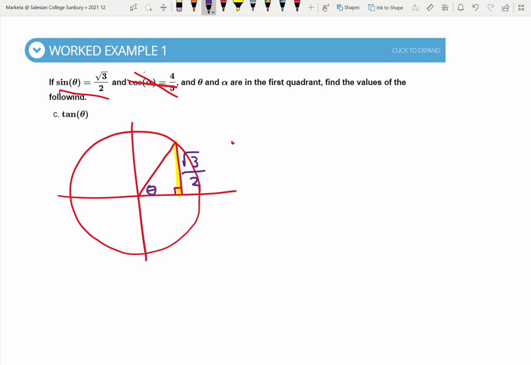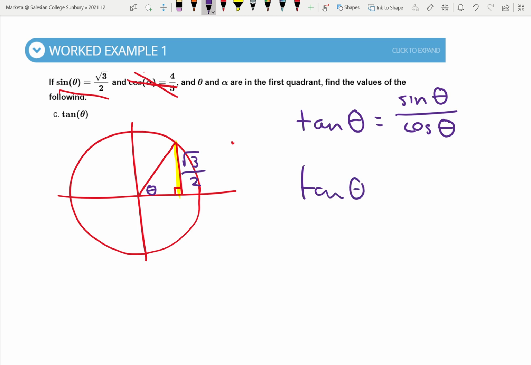This is a little bit more tricky. Tan theta equals sine theta over cos theta. Lots of people are going to stuff that up because they're going to say tan theta equals √3 on 2 over 4/5. But remember, alpha has nothing to do with it. We are looking at a theta angle, so alpha has absolutely nothing to do with it, so we can't do that. We need to find our cos value. So let's see how we can do that. Here's cos down here. I might make it green.